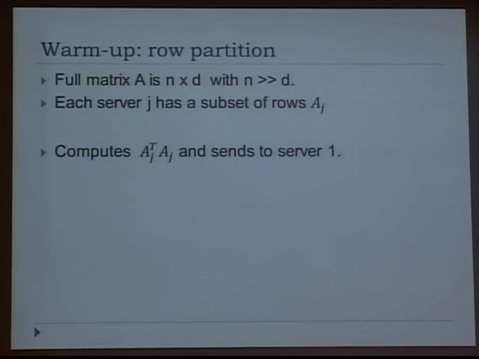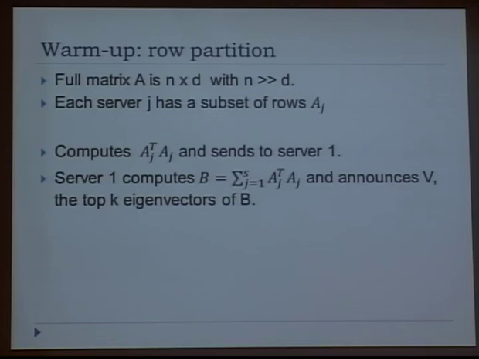So everybody computes their Aj transpose Aj, sends it to one server. Okay? And that server adds it up and announces the top k eigenvectors of this matrix. So the total communication we're using is S times D squared, because everybody's sending a D by D matrix. And you add it up.